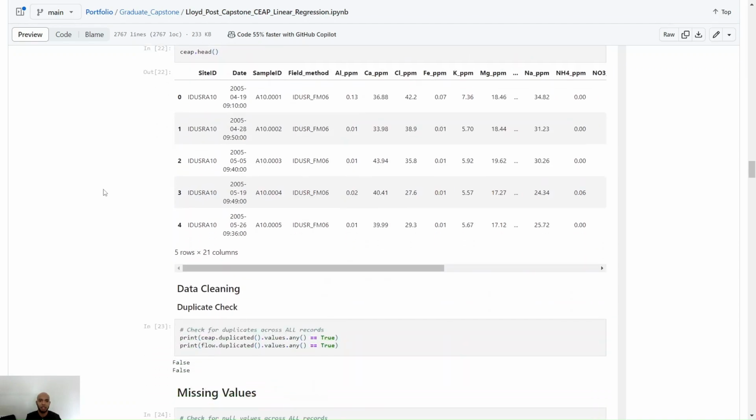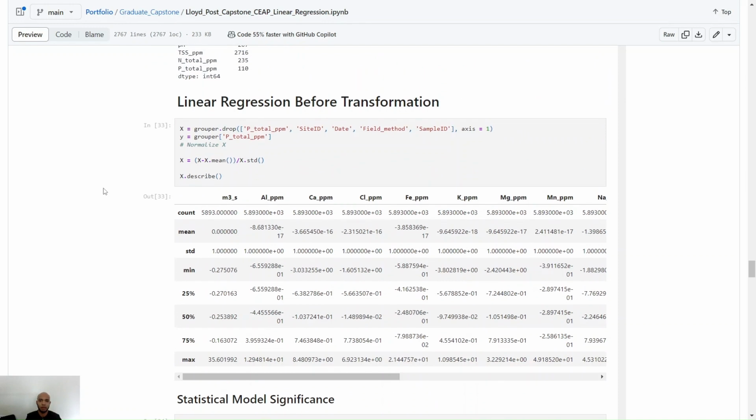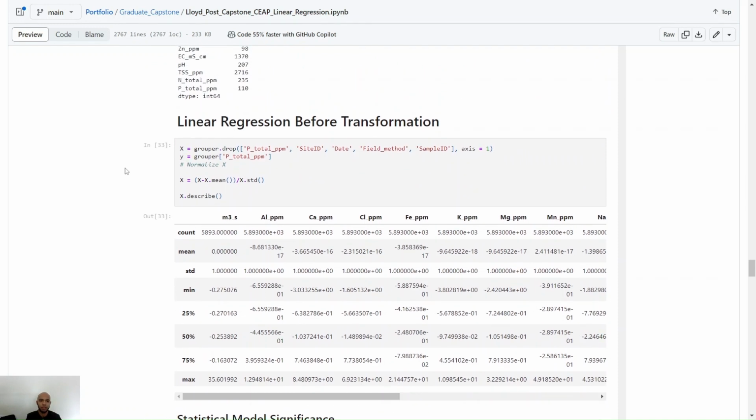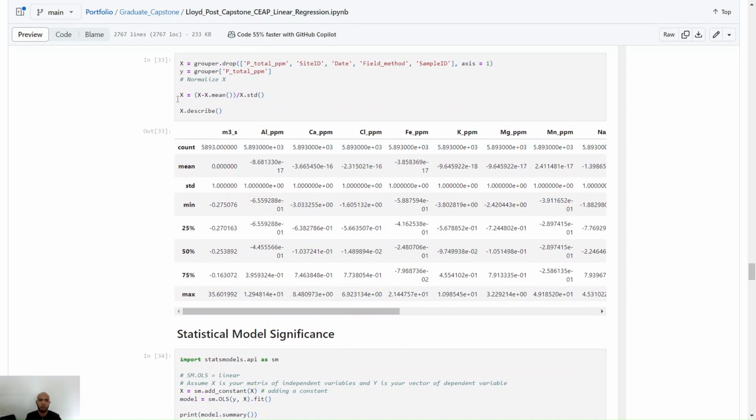So I want to get to the part where I show the results from linear regression. So this is my linear regression before transformation. There are 4 actual fields or variables that can be used as predictors themselves on the phosphorus target. But for this model right here, I'm just including all of my quantitative variables. Again, I start with normalization, did it mathematically. Subtract the mean from every record and then divide that by the standard deviation.